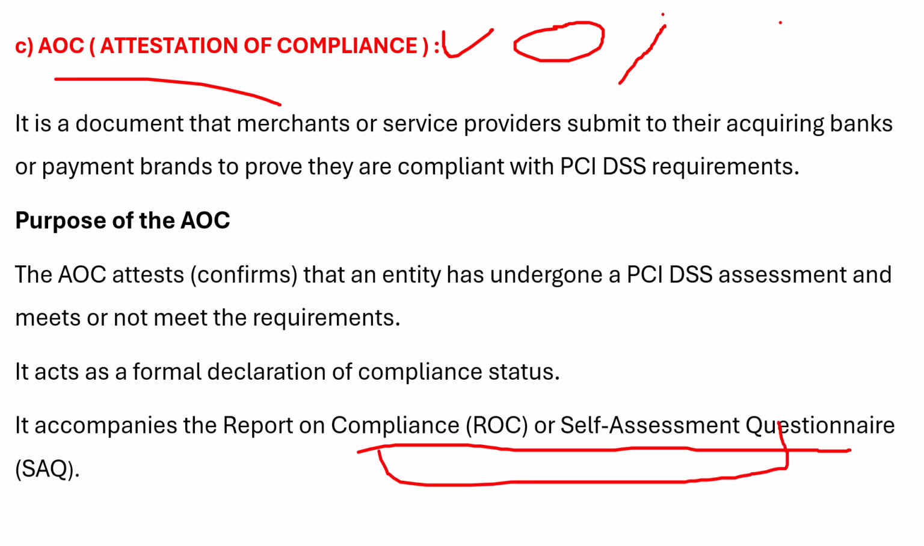In both cases, what are the cases? Whether in ROC or in SAQ. The AOC is mandatory because this is a kind of certificate, or in short, evidence. But if we need to look at the detailed controls, then the ROC is required. So the AOC is a kind of certificate, and the ROC has more details.